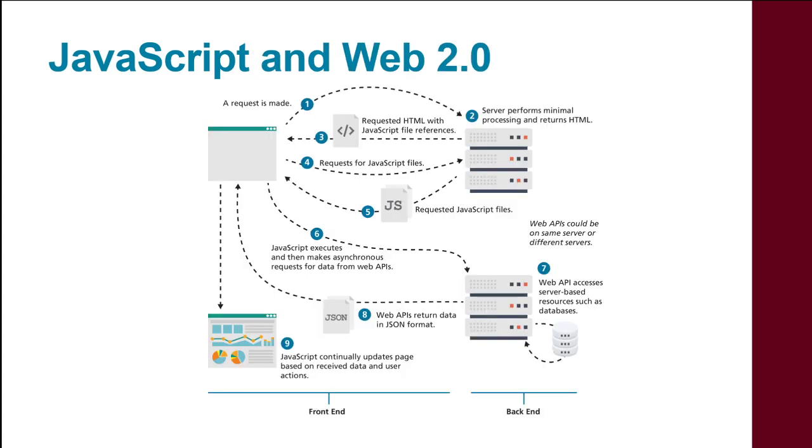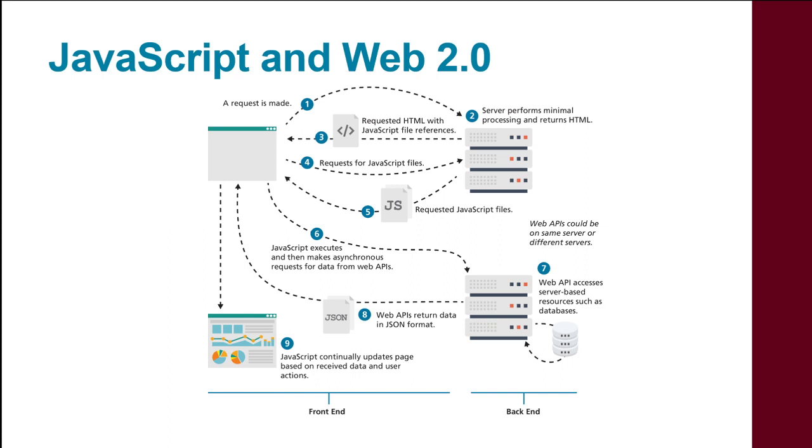Okay, so I showed you the basic workflow of a JavaScript request. This is JavaScript 2.0, which is a little bit more than the basic, but still has the basic workflow in it. Think of it as JavaScript Plus. So the first through fifth steps are the same. You know, request is made, server sends the HTML, HTML requests the JavaScript, JavaScript is sent.